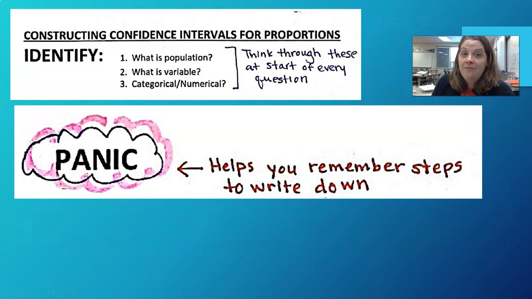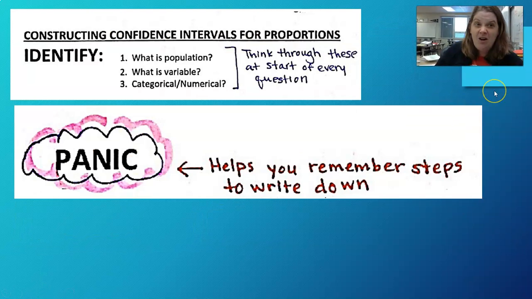So to construct a confidence interval, if you want to do a point grab and you want to get all the points available for you on that AP exam, here's my suggestion of what I would recommend that you do. First off, at the beginning of every problem, you are going to identify what's the population, what's the variable, is it categorical or numerical. You need to get in the habit of doing that so that when we start throwing means and other things in, you can identify which procedure is correct. So start to think about that now.